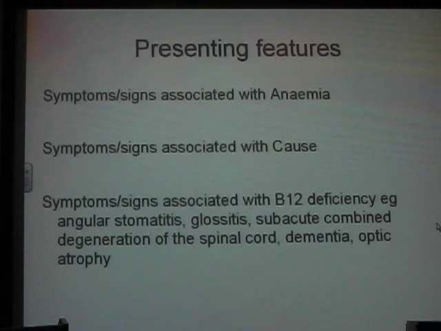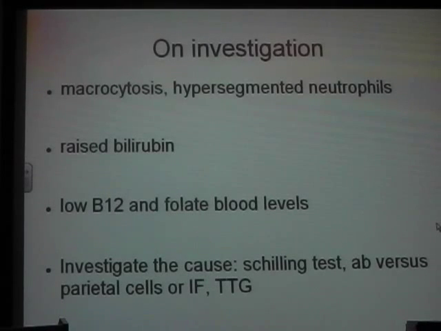So there's an overlap with your iron deficiency in terms of your stomatitis and your glossitis. Subacute combined degeneration of the spinal cord. Have you guys heard of this one? Yeah. Can anyone describe it? What happens there? Dorsal columns, and which other columns? Your lateral columns, dorsal and lateral, yeah. They get knocked out. And you can get dementia, you can get optic atrophy, so a lot of neurological signs and symptoms.